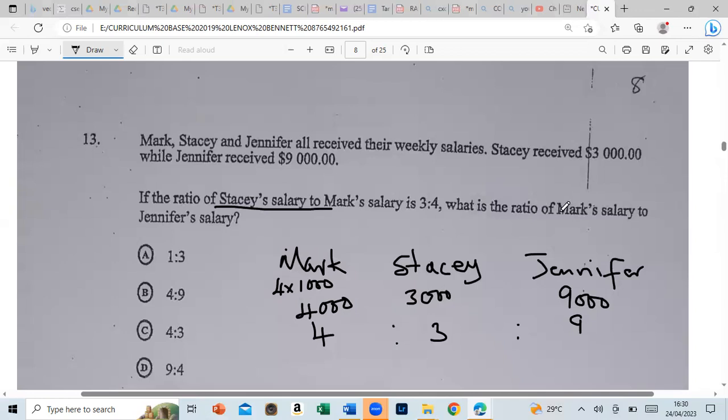What is the ratio of Mark's salary to Jennifer? So Mark must come first. Mark is 4 and Jennifer is 9. So it's 4 to 9. So for 13, it would have been B.